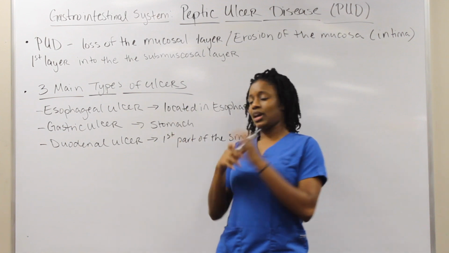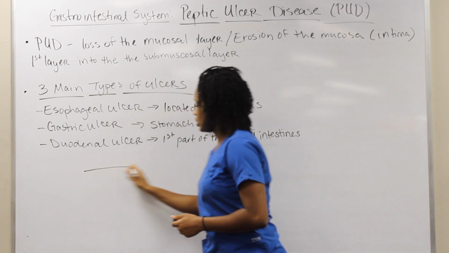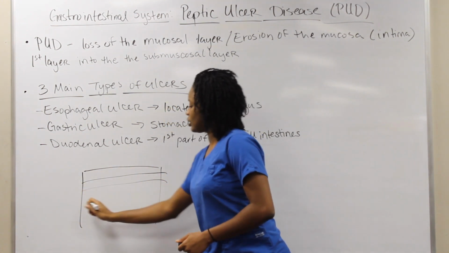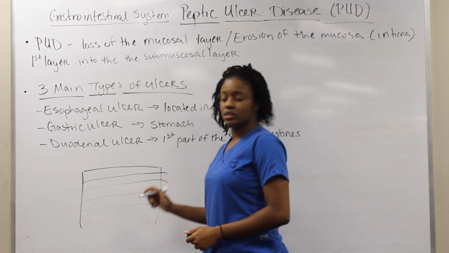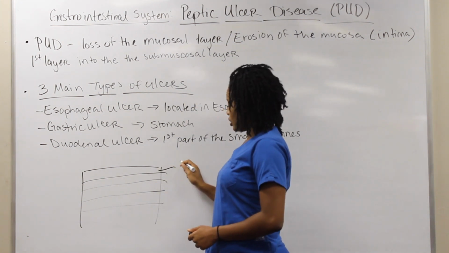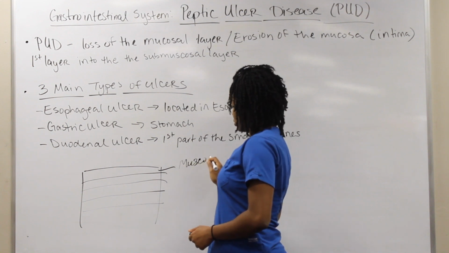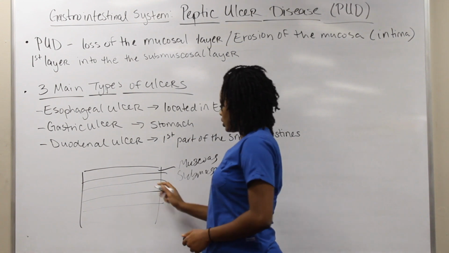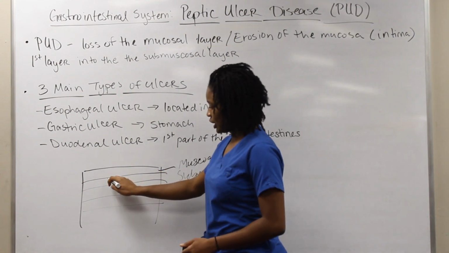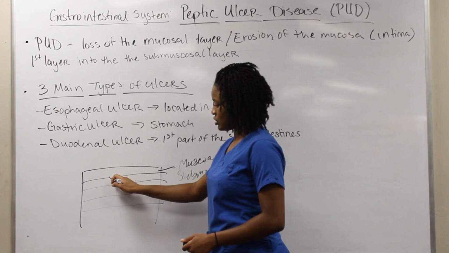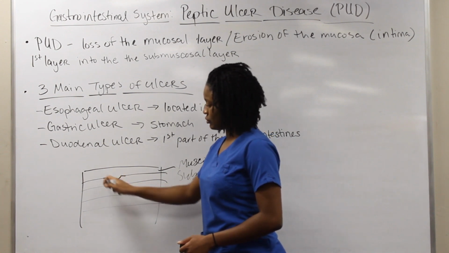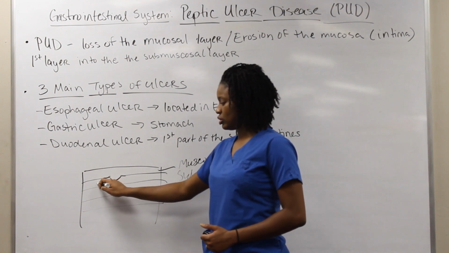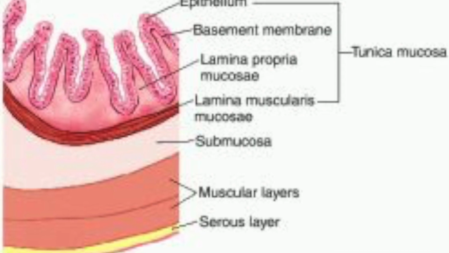So just think of, I'm going to put right here, you have 4 different layers. The first layer is your mucosa, and you have your submucosa. This whole layer is completely gone, just like that. The first layer is gone, and it dips into the next layer.